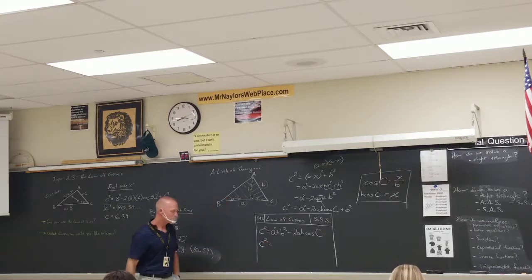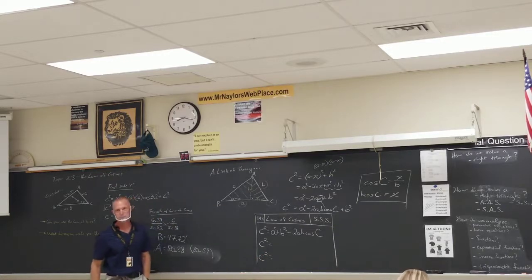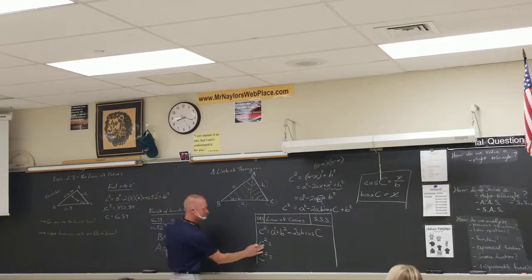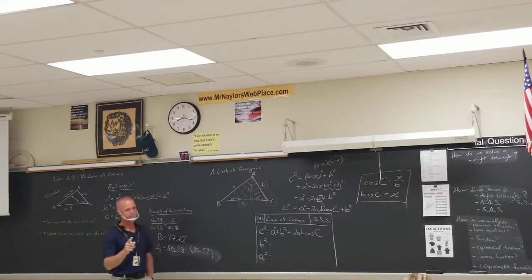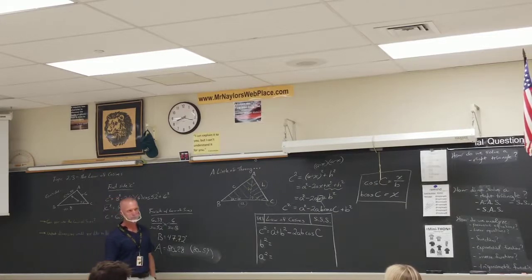I bet you wouldn't be surprised when I tell you that the law of cosines can take on two more forms for a total of three. What I mean is it depends on what side, whether it be c squared, b squared, or a squared that I'm trying to find.